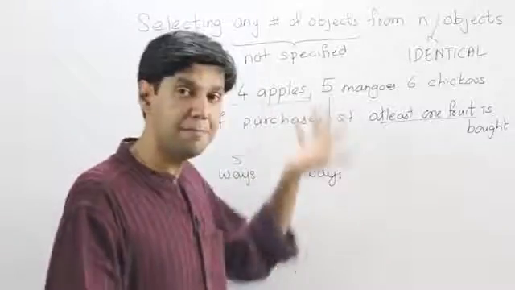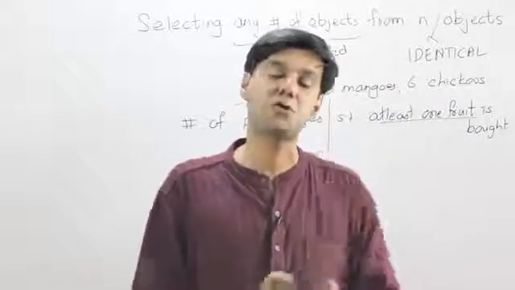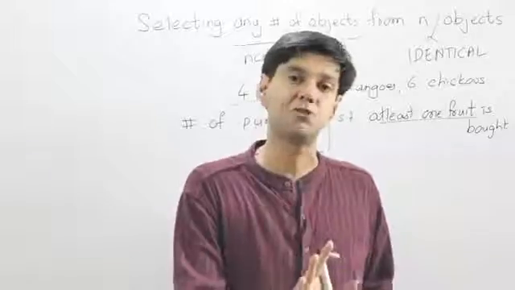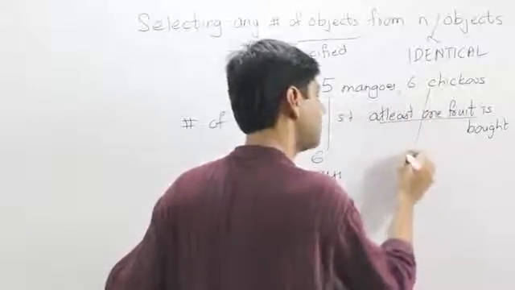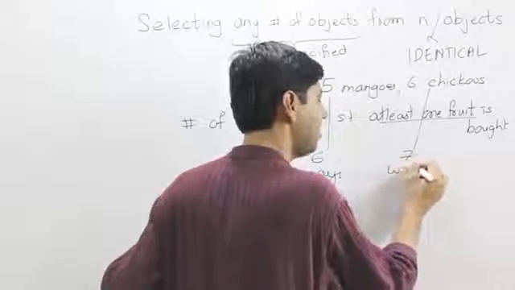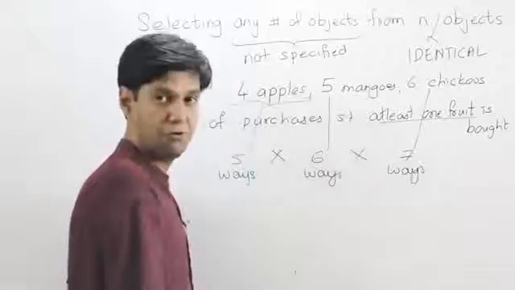So I am asking you independently, only with respect to chikus, is it possible in some way that I buy 0 chikus? Pretty much. I could have bought some other fruit in that case. So with chikus I could still have 7 different ways of purchasing, right? And there is a multiplication out over here.